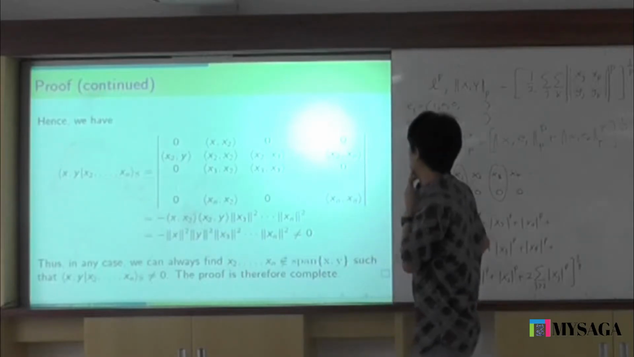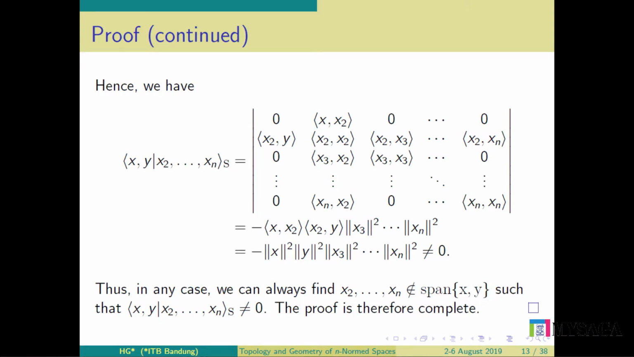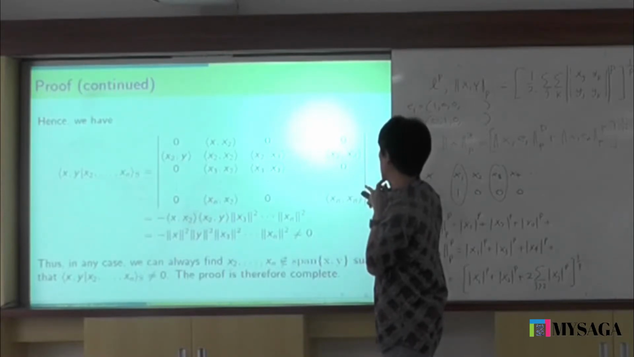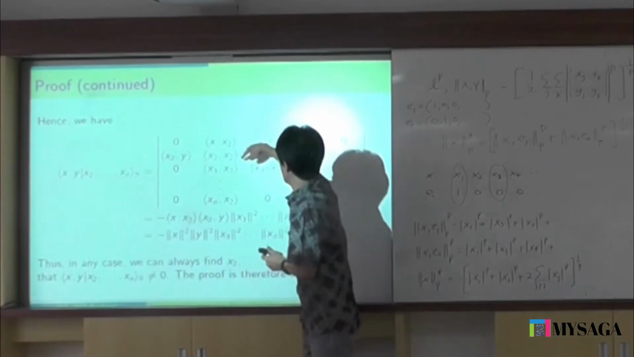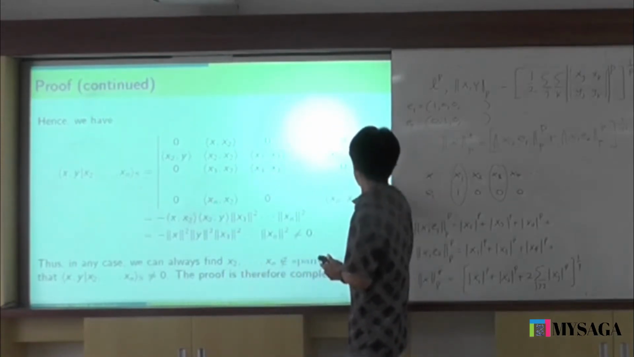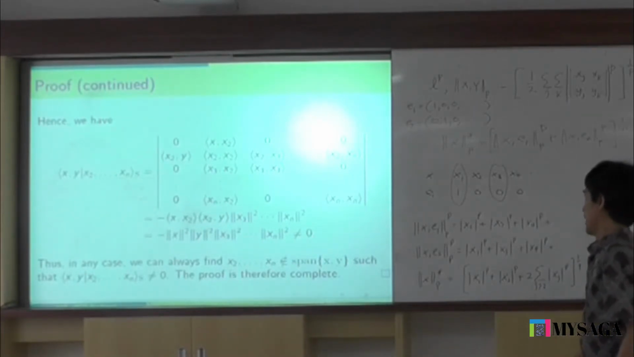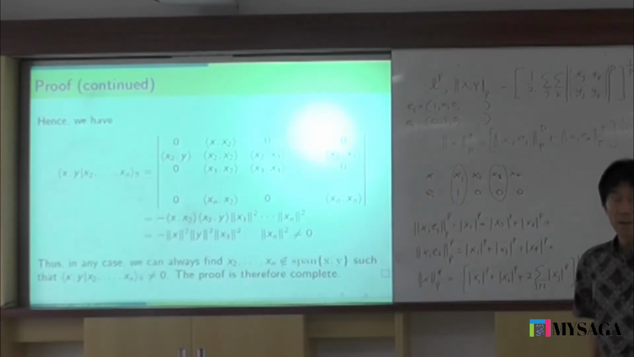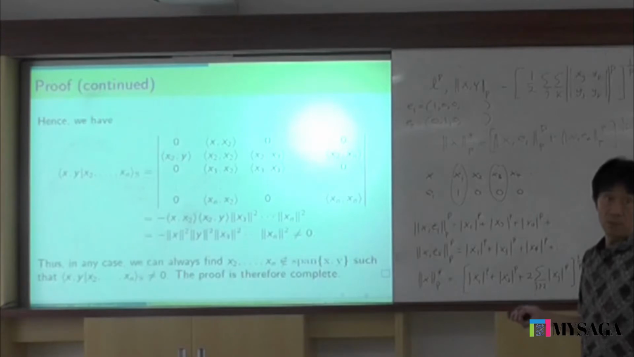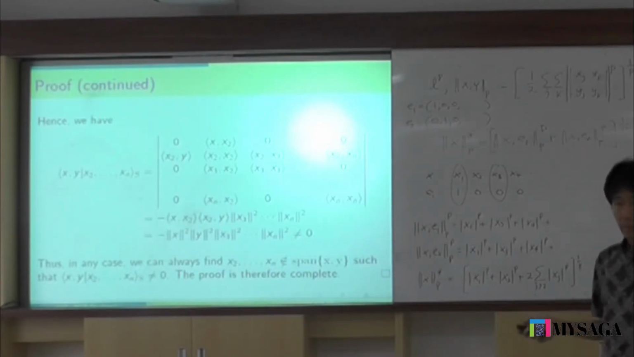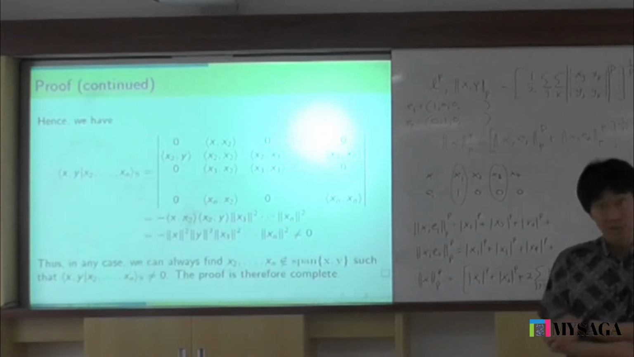So we get this determinant, and everything here is 0. There is 0 also. We don't know the inner product of x and x2, and also x2 and y, but if you think of this determinant, you get that, and then the determinant of the submatrix. So we get what we want. Thus, in any case, we can always find vectors x2 up to xn, not in the span of x and y, such that this is not zero. We are done. So the condition imposed by Choi and Kim is too strong, and they didn't realize that.